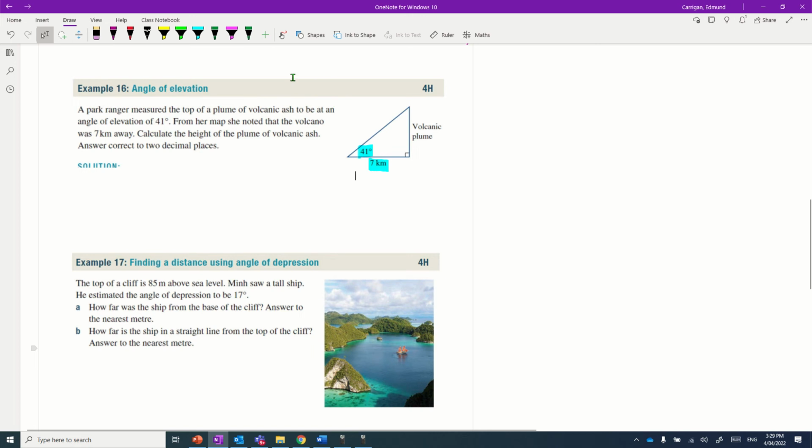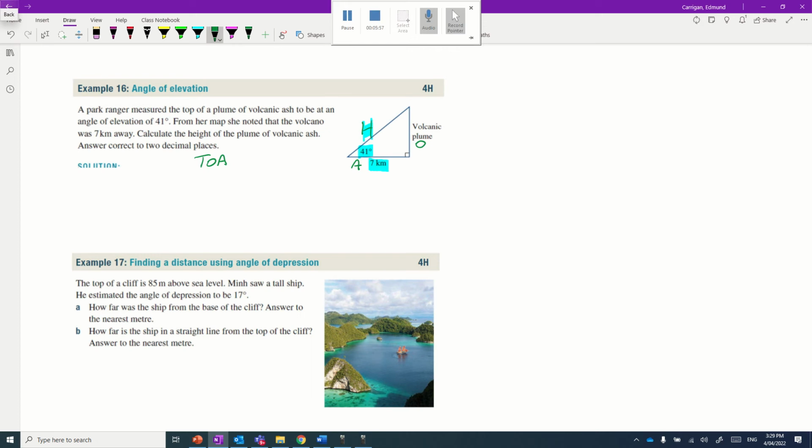Now, one of the things which hopefully you'll soon come to realise is that for our angle of elevation and angle of depression problems, pretty much every single one is a TOA. We're pretty much always dealing with, never with H, O and A. So our 41 degrees, O, and our 7 Ks is our A. So we're pretty much always going to be TOA in every problem that we look at.